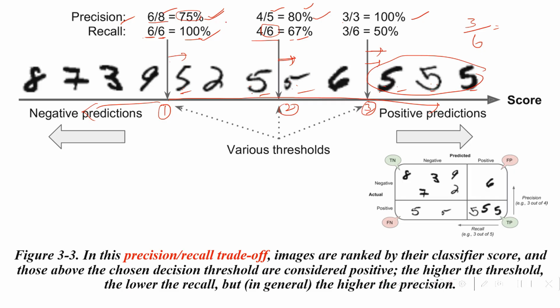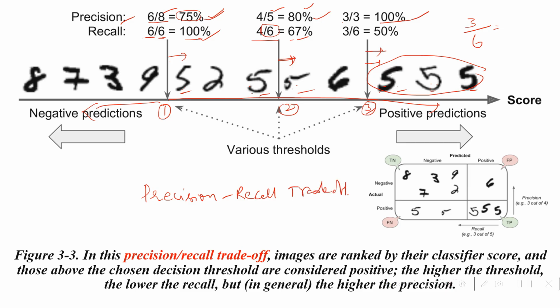As the threshold value increases from left to right, the precision is going to be a high value, up to 100%, and the recall is going to be a low value. So simply, this is the relationship of the precision recall trade-off.